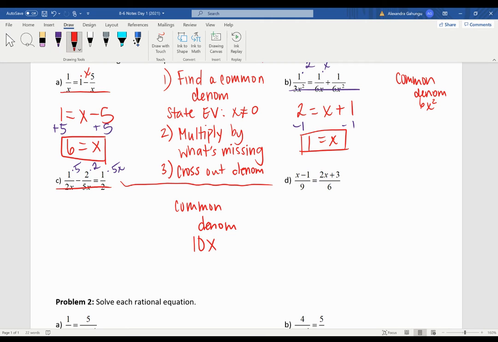And I cross out the denominator, and I'm just getting 5 times 1 minus 2 times 6, so 4 is equal to 5x. And so it's 1 is equal to 5x, and I need to get x by itself, so I divide by 5. So x is equal to 1/5.